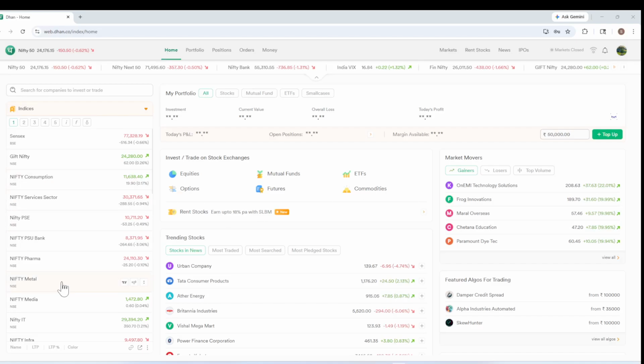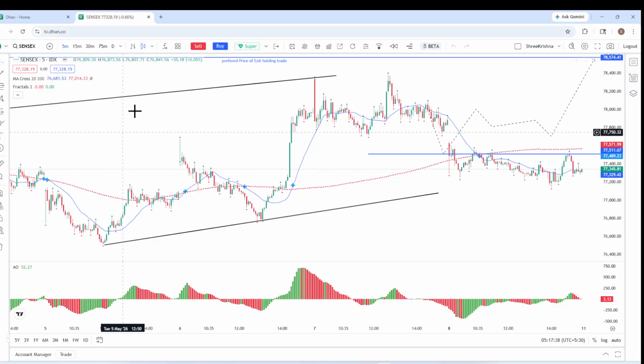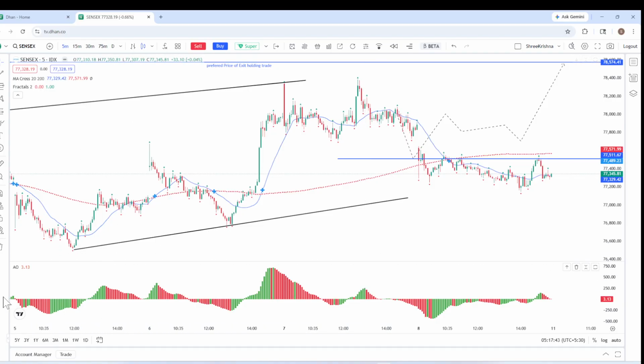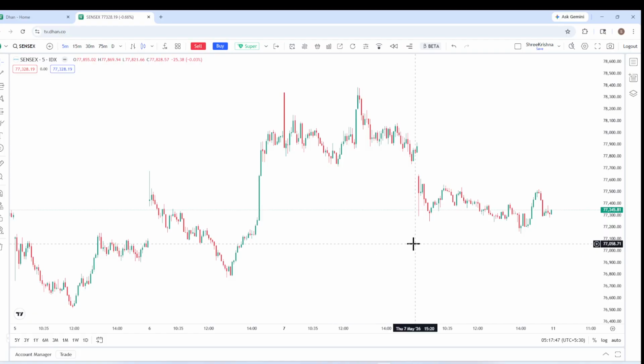Good morning. Let's go to the Sensex and I'll give you some moving average based ideas. Okay, right. Let's clear up everything. Let's clean up the things.